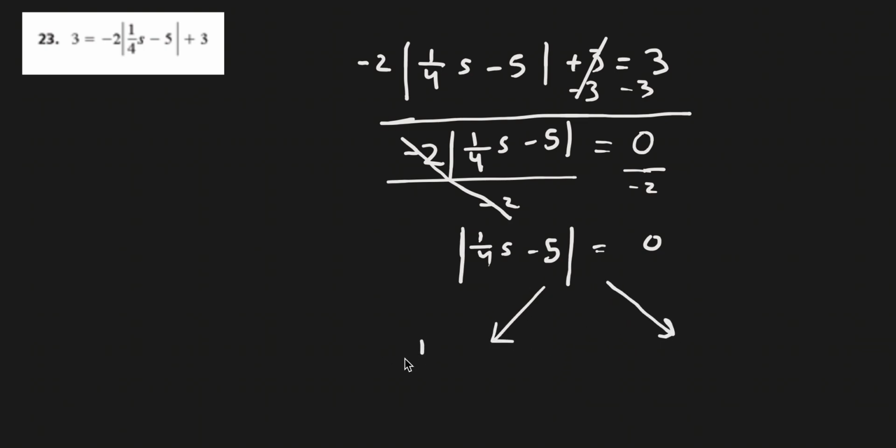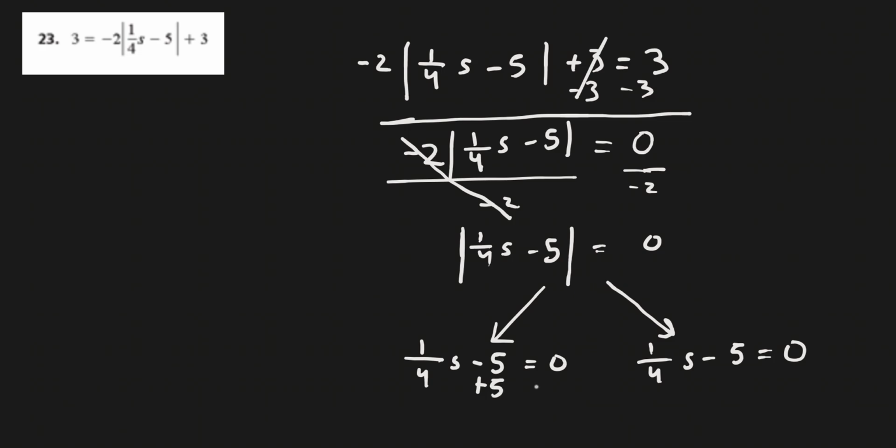This is going to be 1/4 s minus 5 is equal to 0. And guess what the other equation is going to be? Well, it's going to be 1/4 s minus 5 is equal to -0. It's the same equation. So we technically don't have two equations because this is a 0. We can't have a -0. That does not make sense. 0 is neither positive nor negative. So we don't have to worry about this, but it's the same thing. So anyway, we can just solve one of these.